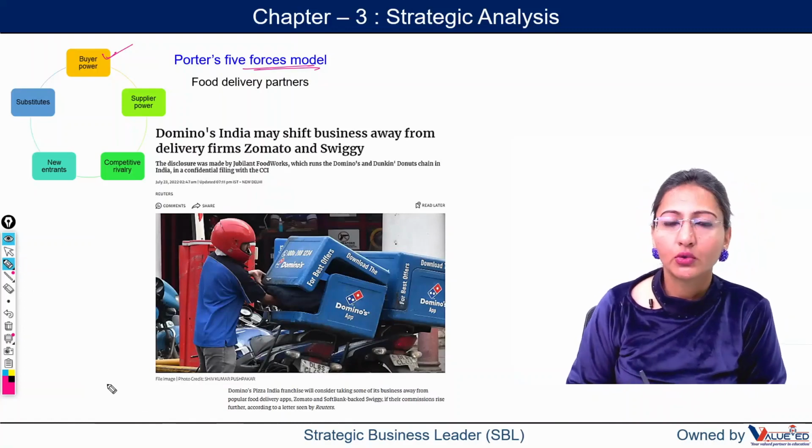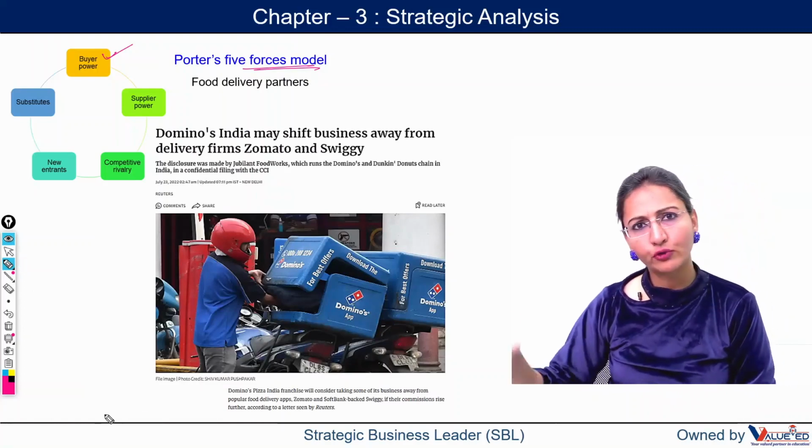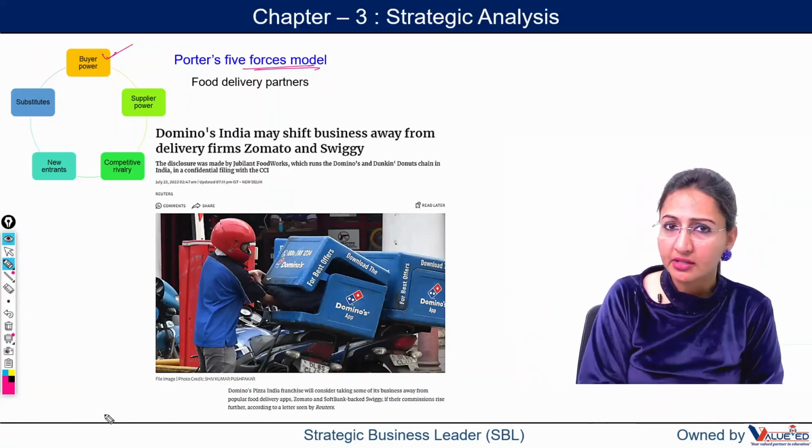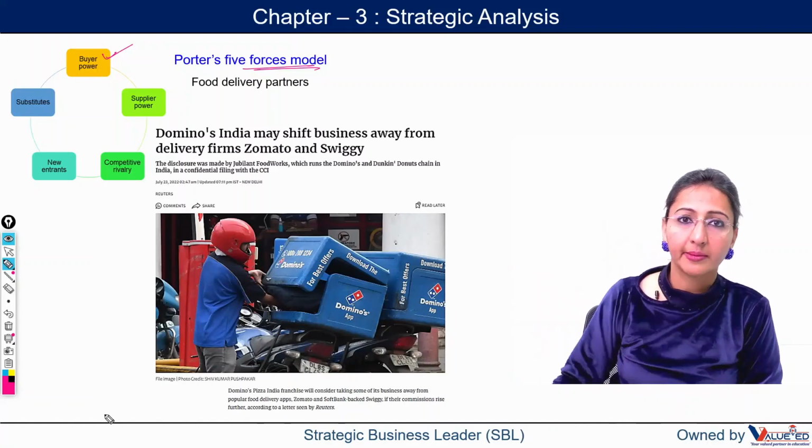For Zomato, the supplier is the restaurants. They collect the food from the restaurants and deliver it to the customer. But what if the restaurants stop doing business with them?